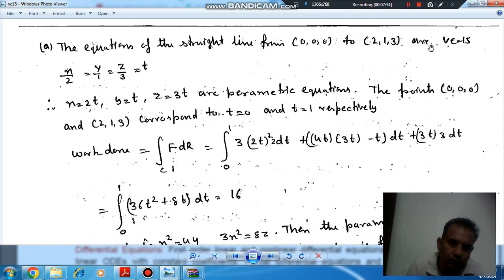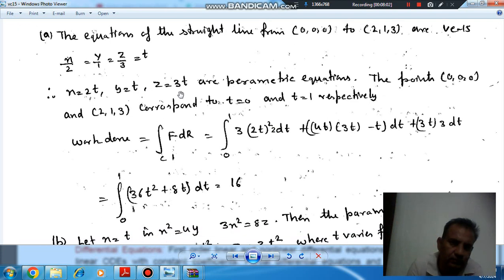So equation of straight line passing through these 2 points is x minus 0 divided by 2 minus 0 equals y minus 0 divided by 1 minus 0 equals z minus 0 divided by 3 minus 0. So it is equal to t. So now x can be written in terms of t, that is 2t, y can be written as t, and z can be written as 3t. So now we can put all the values in our equation.